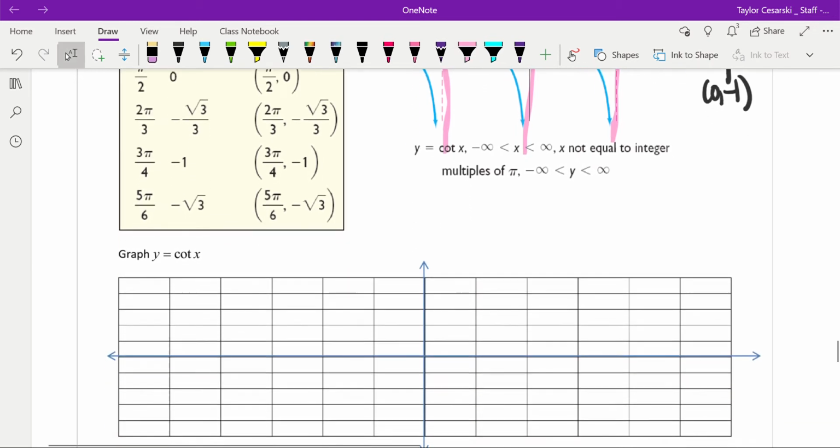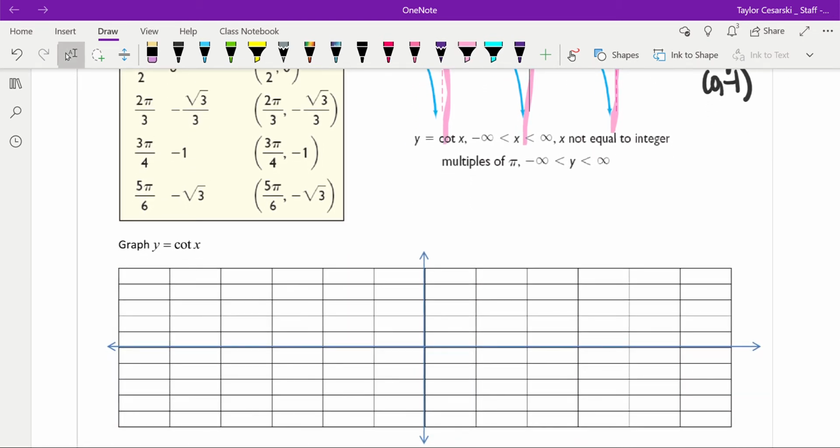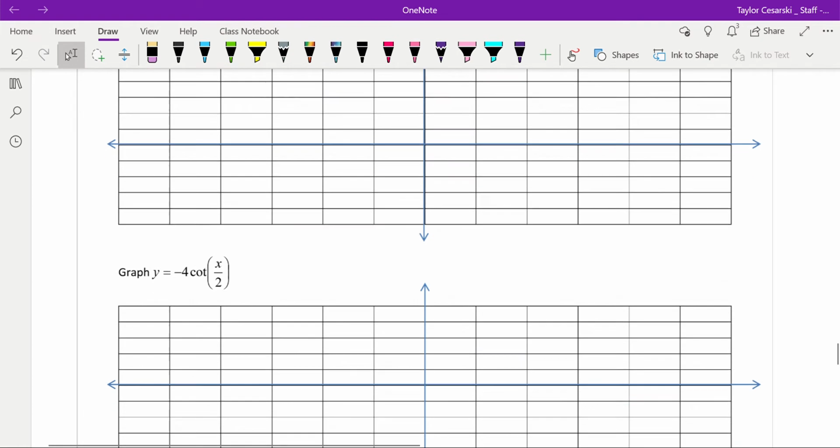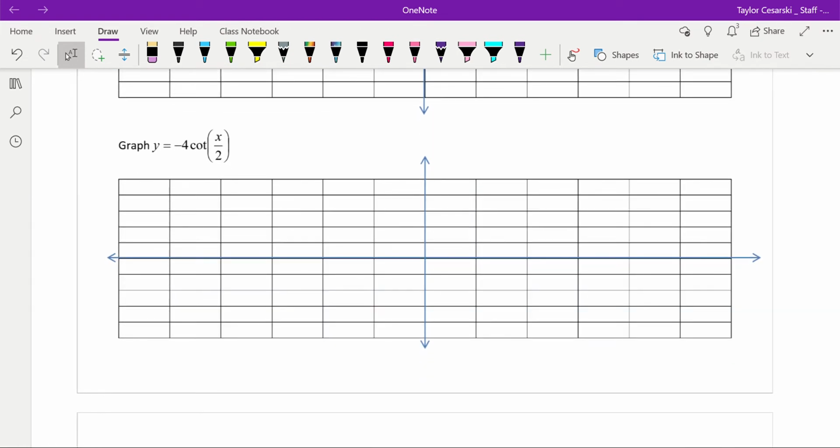So that's what cotangent is going to look like. So what we're going to do is maybe graph one of those, okay? And we'll go ahead and write out all the transformations. So this is going to flip over the x-axis. It has a vertical stretch by 4.